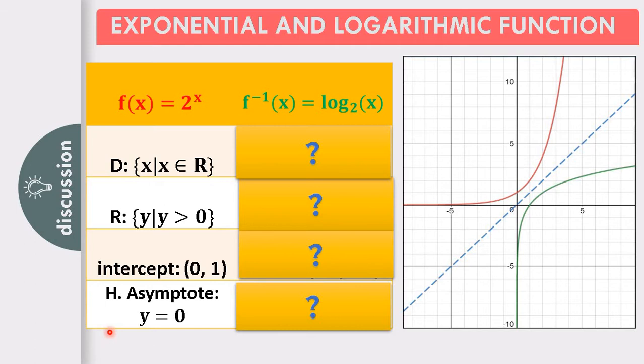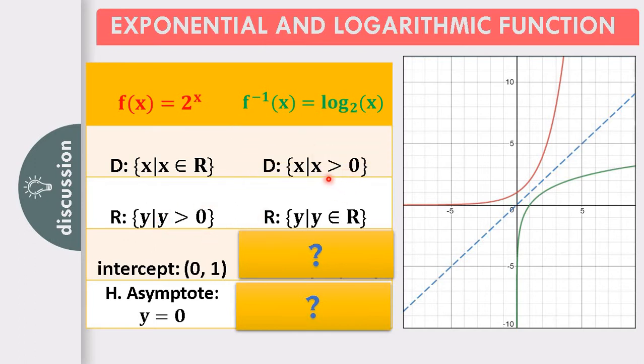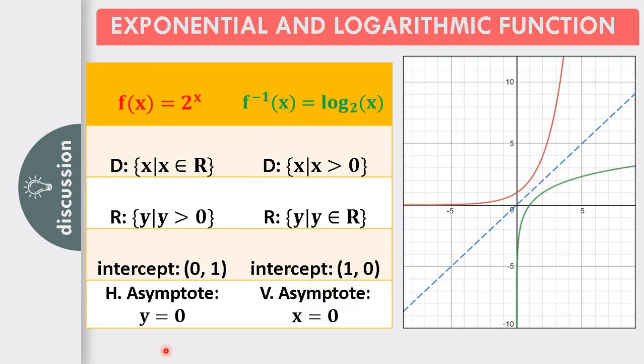So again, in the inverse, we just interchange them. Okay, so the domain and the range of the original function is the range and the domain of the inverse. For this example, the set of all real numbers, the domain of the original function, will become the range of the inverse. While the range, the set of y where y is greater than 0, will become the domain. So the domain is the set of x where x is greater than 0. Then the intercept (0, 1), interchange, we have (1, 0). Next, the horizontal asymptote, y equals 0, will become the vertical asymptote, x equals 0.